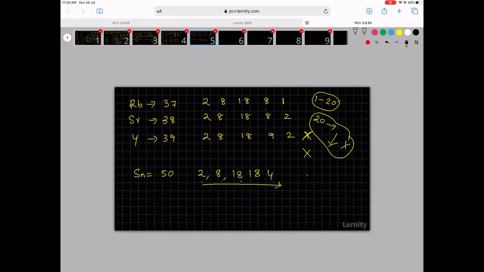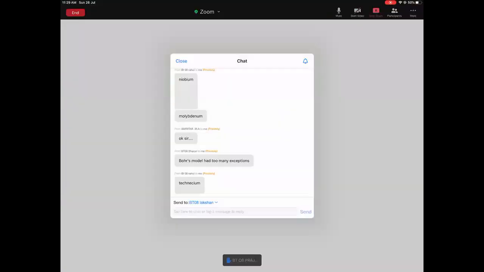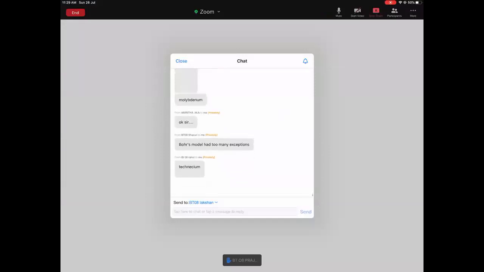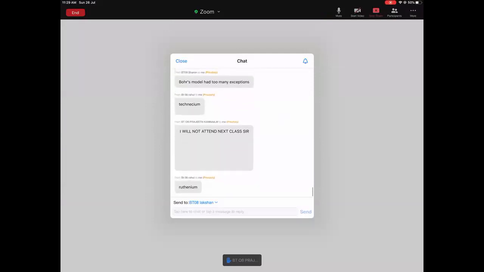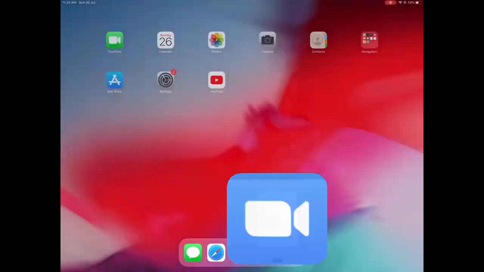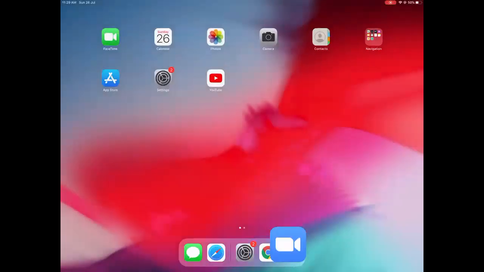Okay. So if this is understood, let me move on. Yes, Bohr's model has too many exceptions, so it doesn't work. Okay, so if you understand this, then let's move on.